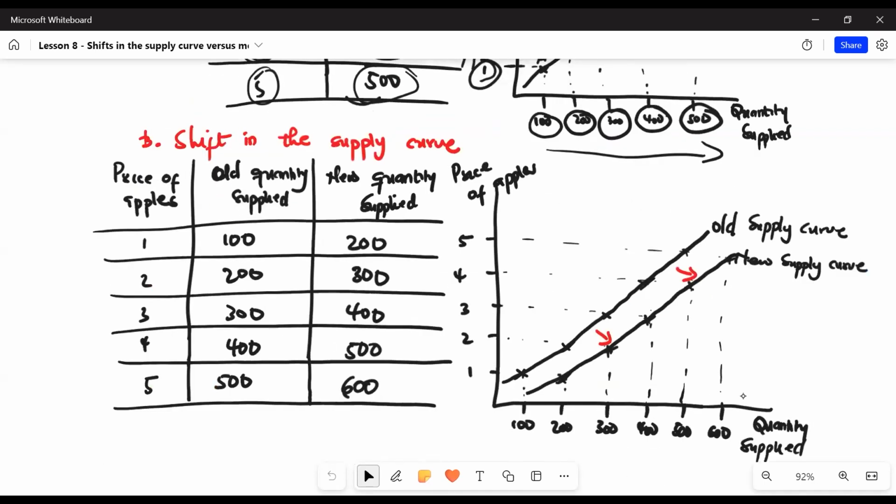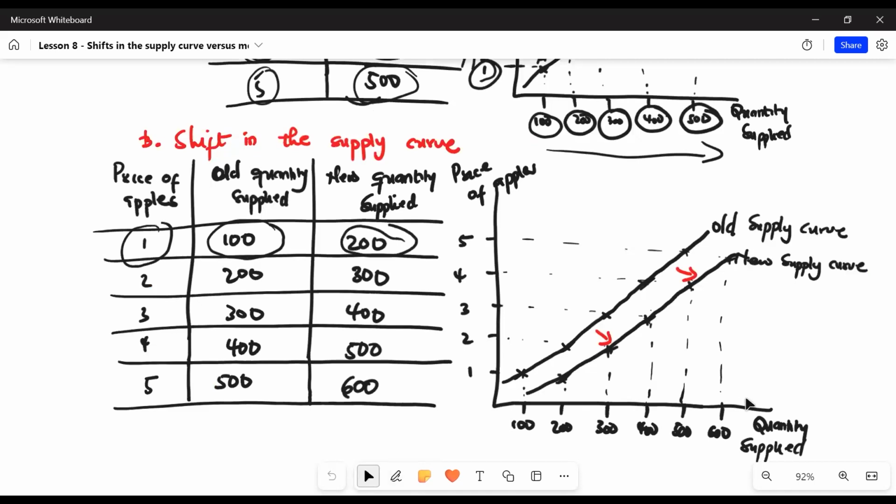Now let's look at what we mean by a shift in the supply curve. Let's consider a simple example where we have an old quantity supplied and a new quantity supplied. When price is 1, the old quantity supplied is 100. Assuming that something changes in the market that increases the supply of this good, it's going to move the quantity supplied from 100 to 200.